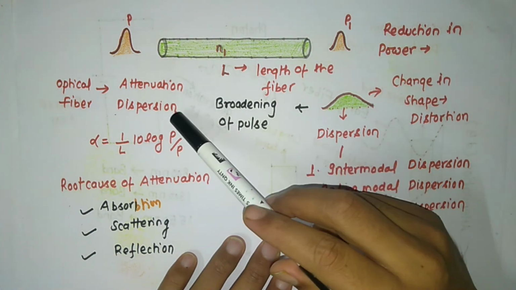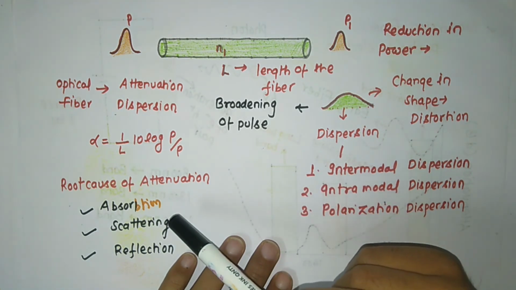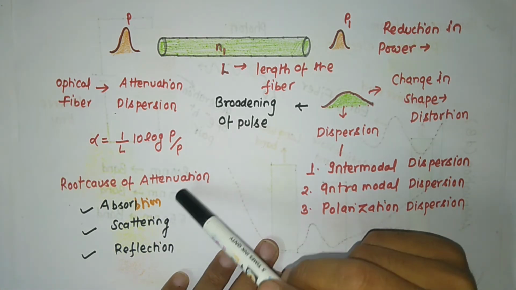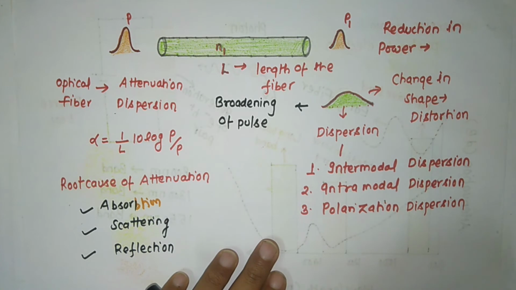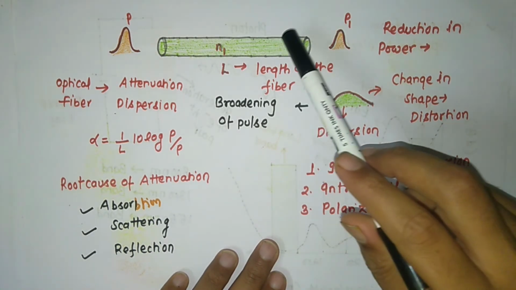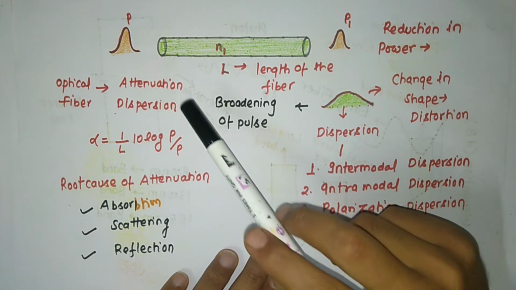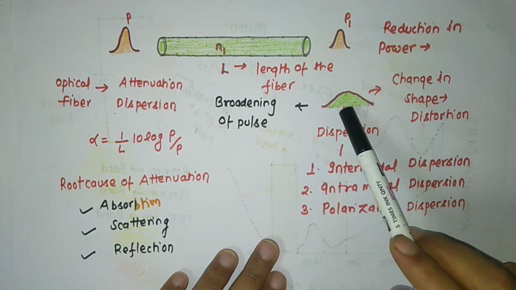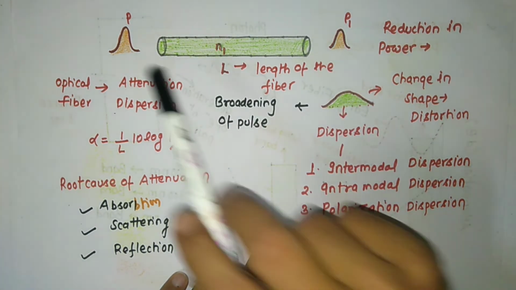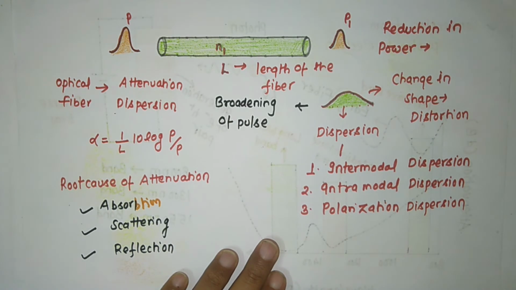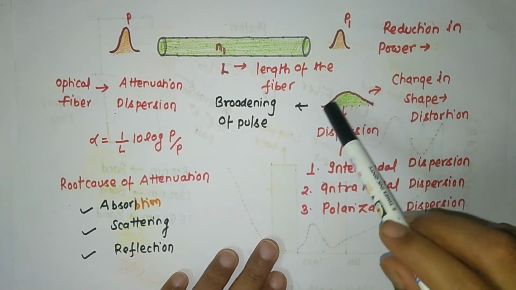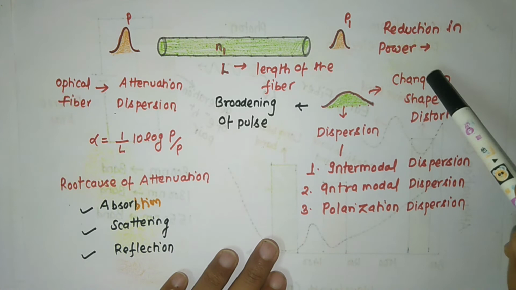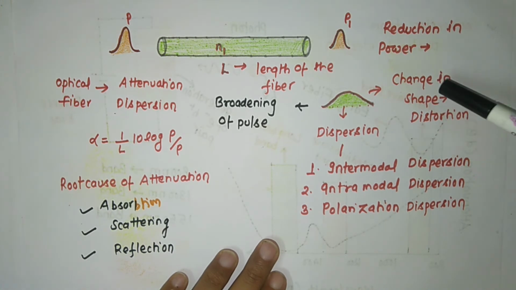What are the root causes of the attenuation in the case of optical fiber? Absorption, scattering, reflection. These are the root causes of the attenuation in the optical fiber. In this world, every medium offers two things. One is attenuation and another one is distortion. Suppose that you have launched this pulse, and at the output end you get such kind of pulse. Can you say both pulses are the same? The answer is no. You can say this pulse has been broadened, or you can say the shape of the pulse has been changed. And change in shape is known as distortion.